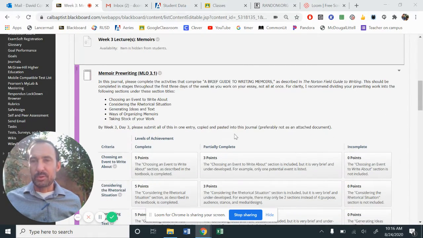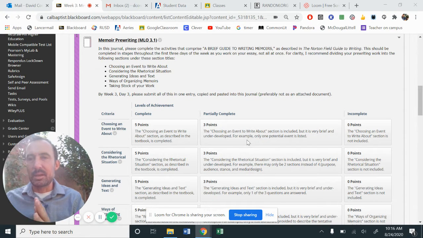Let me go down to the pre-writing assignment. It says here, complete the activities that are comprised in our text, A Brief Guide to Writing Memoirs. This should be completed in stages throughout the first 3 days of the week, as well as you working on your essay. I recommend dividing your pre-writing into the following sections. So this is going to help you set up for the essay.